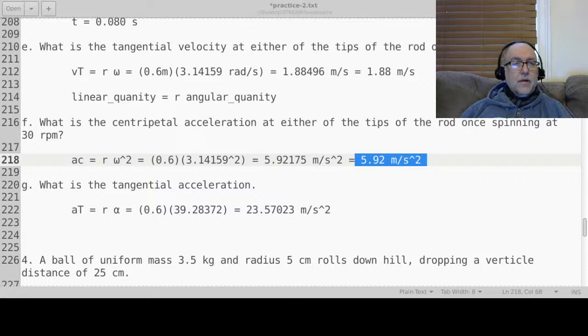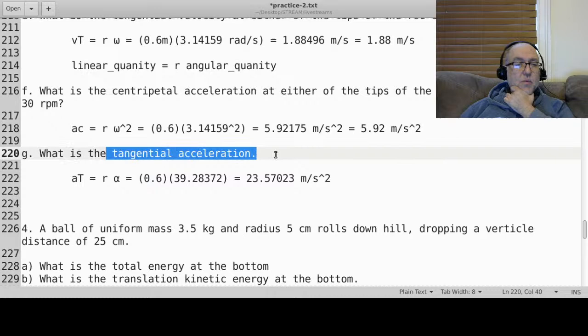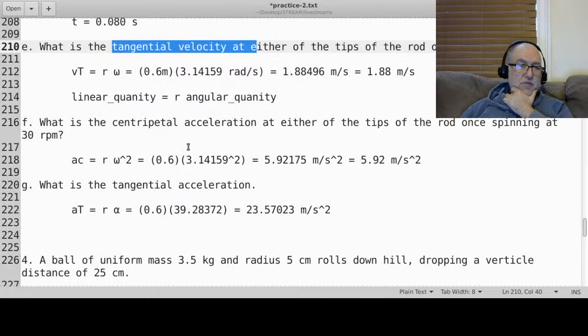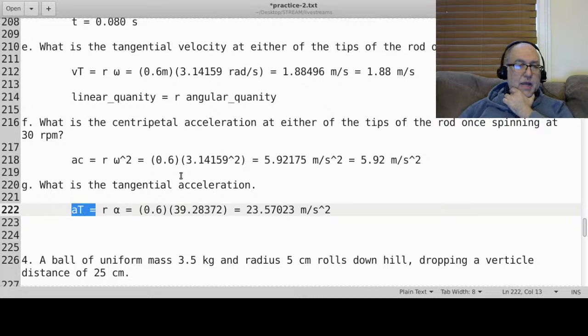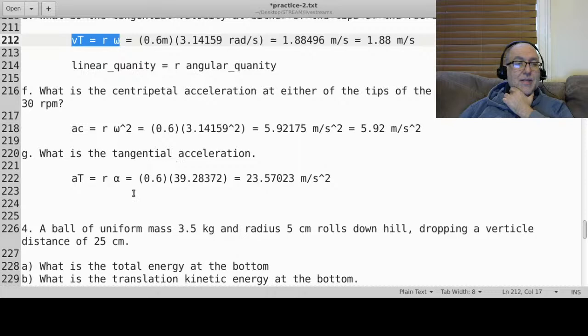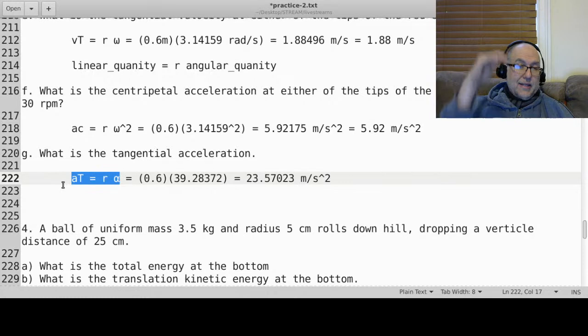And next, what is the tangential acceleration? So the tangential acceleration is kind of the analogous acceleration to the tangential velocity. It's along the outside. I'll draw a picture showing you which direction these are in just a minute, okay? So this is Vt is equal to r omega. This one is At is equal to r alpha, okay? So this is like in that series where the linear quantity is equal to r times the angular quantity, okay? So r, 0.6, okay?